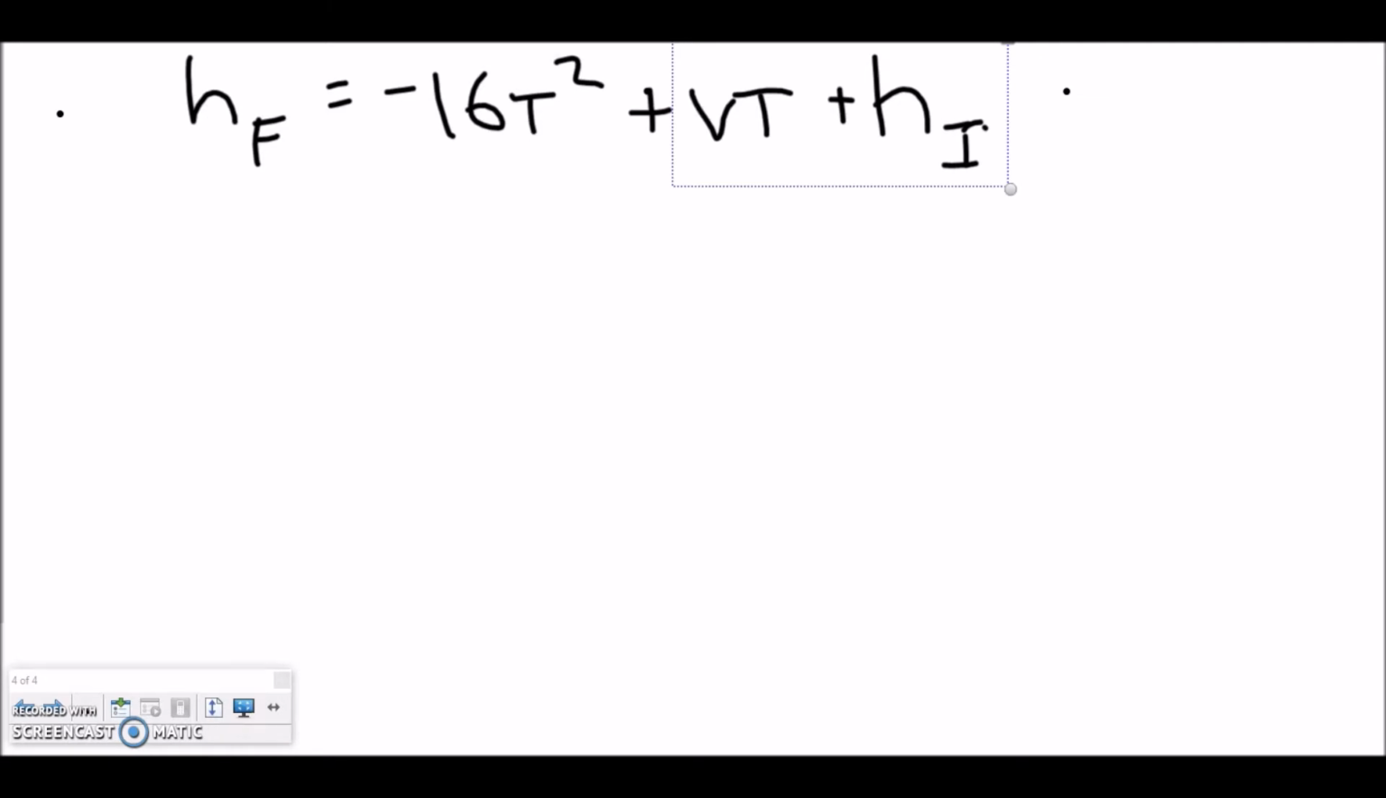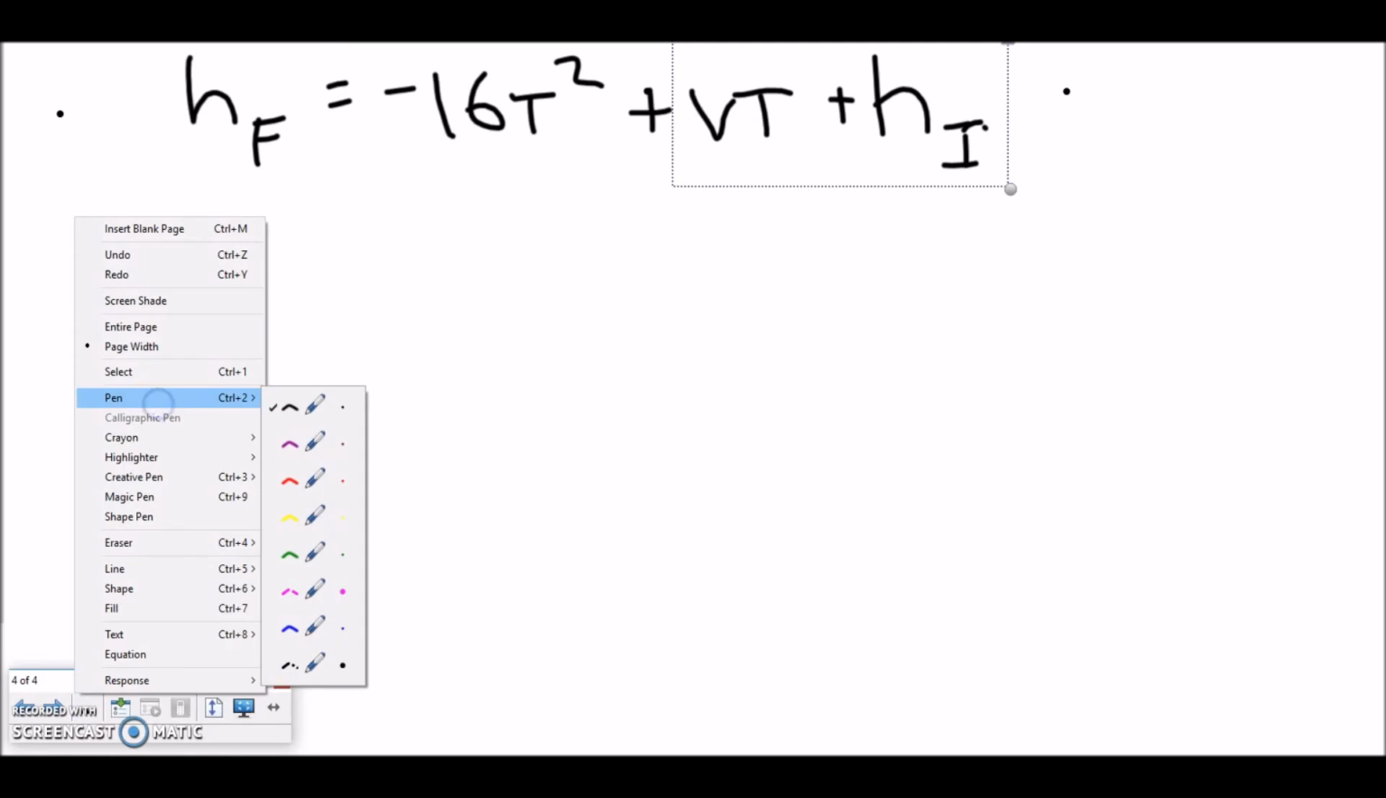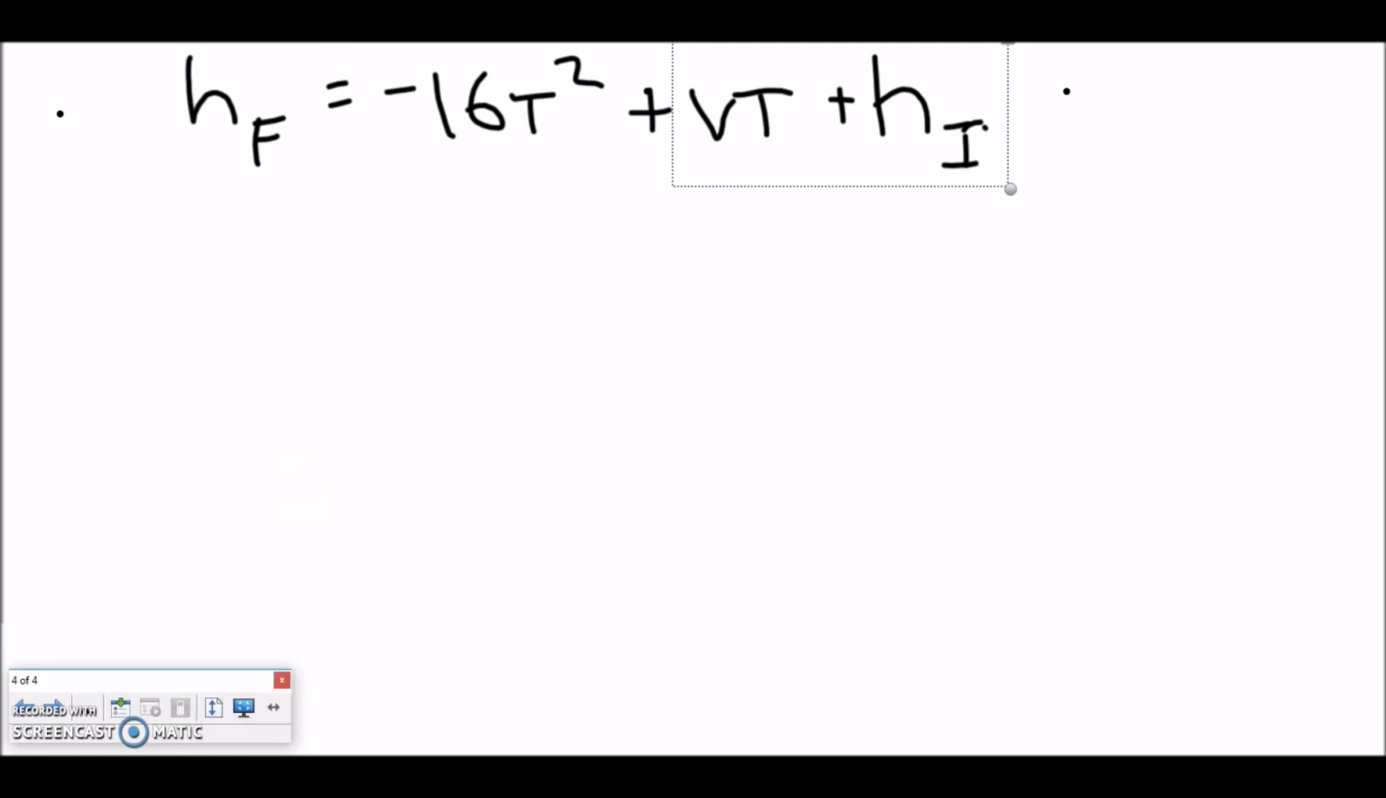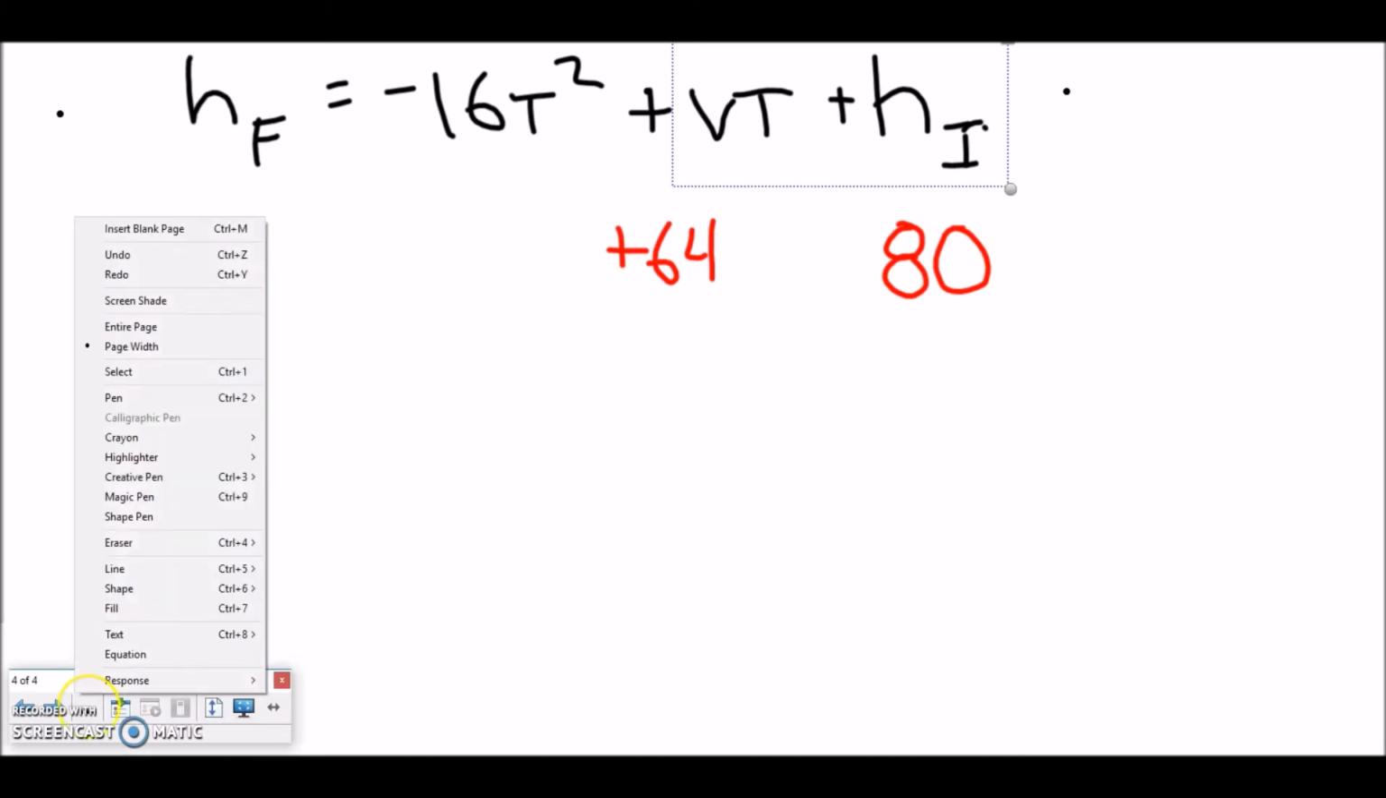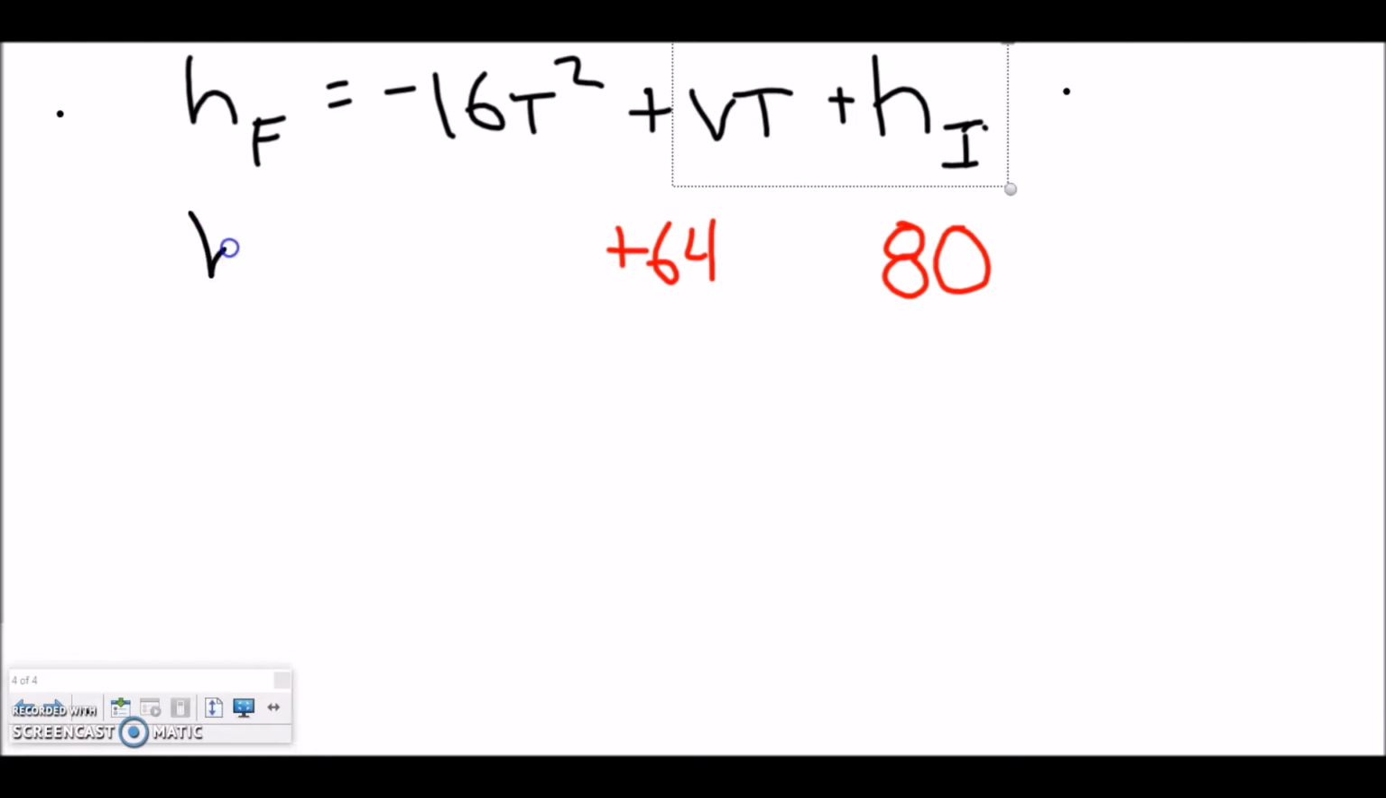Let's substitute in our numbers. What numbers do we know? Well, we know the initial height is 80 feet because we're 80 feet high on the building. And we know that we throw the baseball at 64 feet per second, and it's a plus 64 because we throw it up into the air. All right, and I will fill in the rest of it.